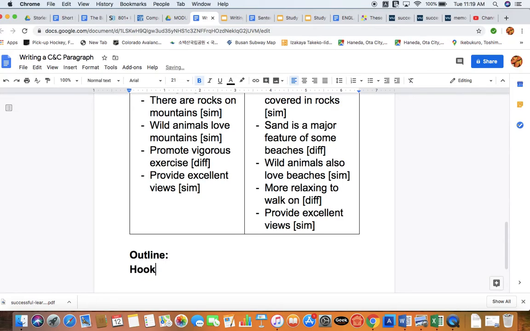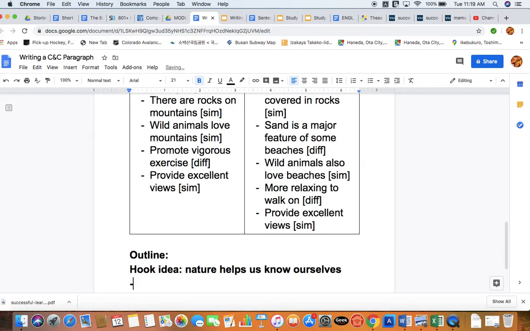So our hook sentence or hook idea. So maybe something along the lines that nature can be a powerful mirror that we can use to kind of understand ourselves, right? And two sides of this possible mirror would be similarities and differences of mountains and beaches.